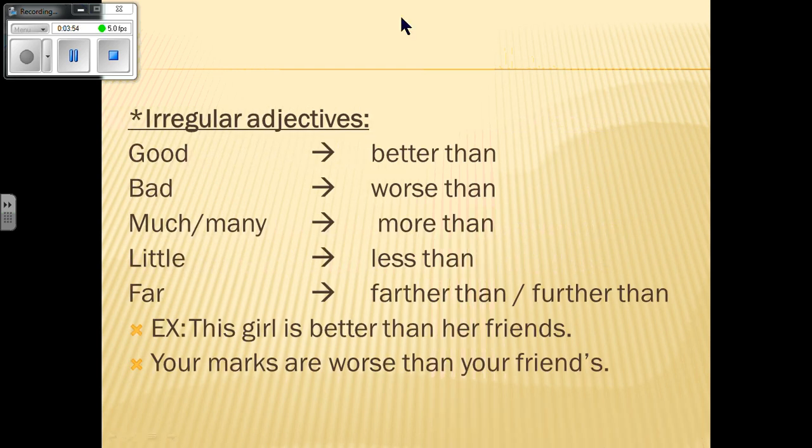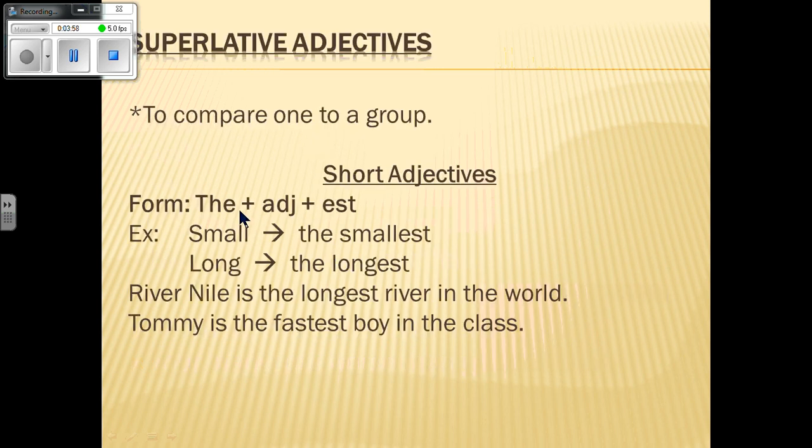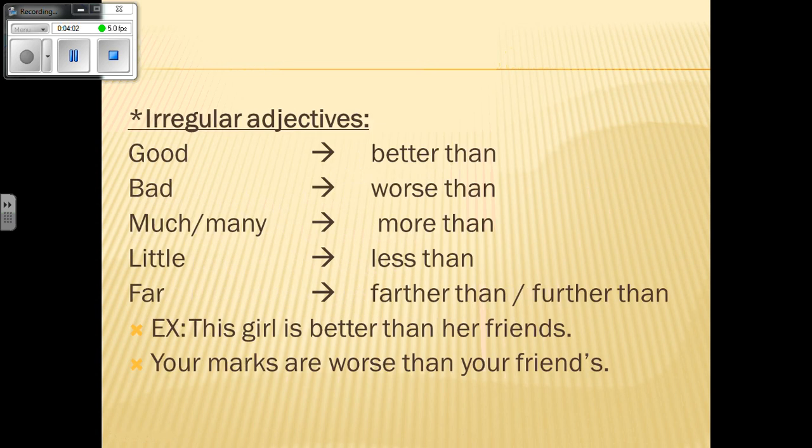There are some irregular adjectives. We change them, like good will be better than. I can't say gooder. Bad will be worse than. Much or many, more than. Little, less than. Far, farther than, or further than.